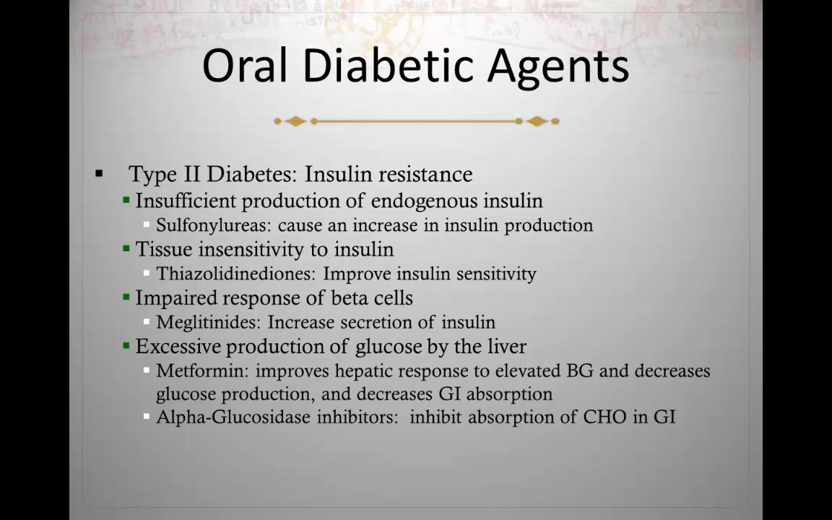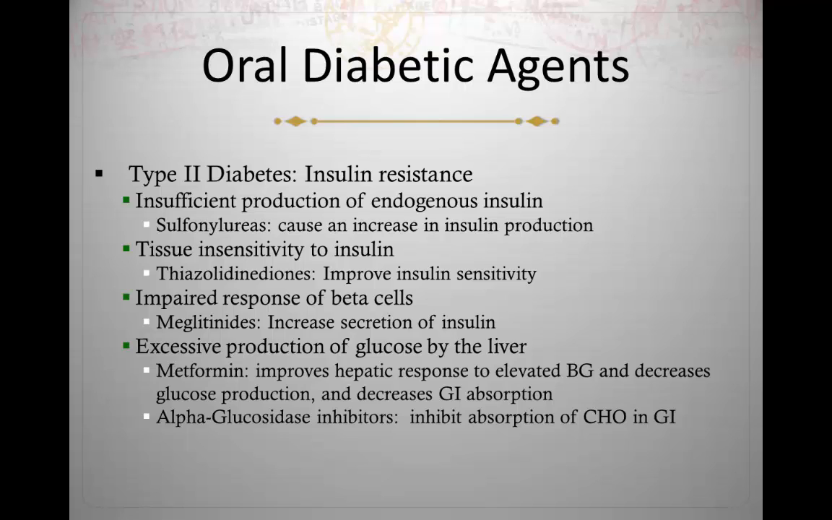Their main function is to address the impaired response of beta cells, or basically they bind to disaccharides more readily than sucrose, so less glucose is absorbed by the gut. So you could imagine that these medications would have major side effects related to the GI tract. Examples of those are acarbose, Precose, or miglitol, Glyset.